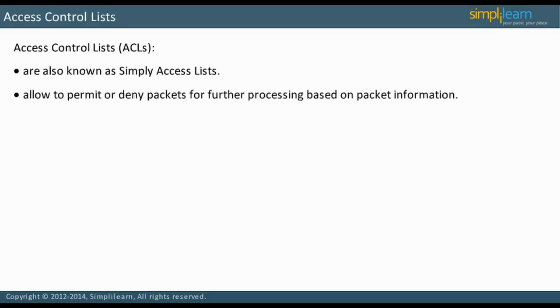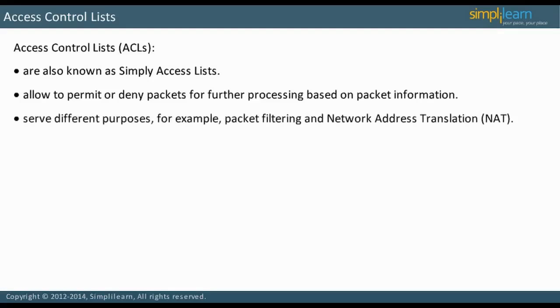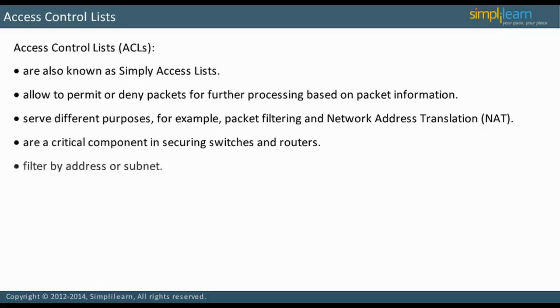Access control lists, ACLs, also called simply access lists, allow you to permit or deny packets for further processing based on packet information. They serve many purposes, for example, packet filtering and NAT. This lesson will address only router access lists and provide a foundation for in-depth learning about other types of access lists in the future. ACLs are a critical component in securing switches and routers.